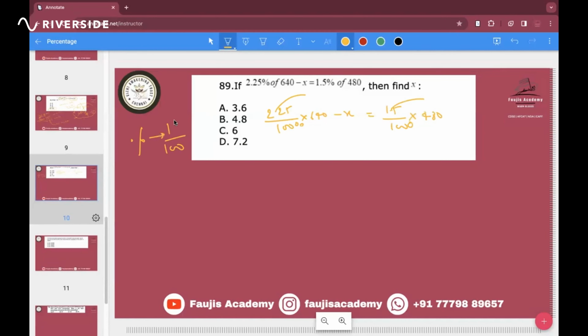Any doubt, anyone? No, sir. In the numerator, we have 225 into 640 divided by 10000, 4 times. Guys, you also watch it. If I do some silly mistake here and there, please correct me. 15 into 480 divided by 1, 2, 3. That's it. Here you got 30, here you got 40. Do not cross this one. Do not cross this and this. Just cross this and this.